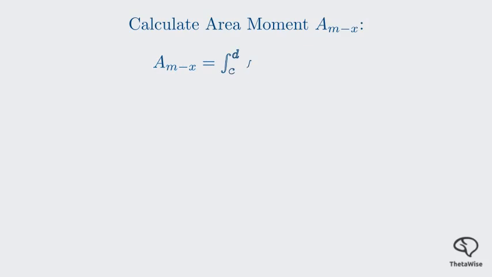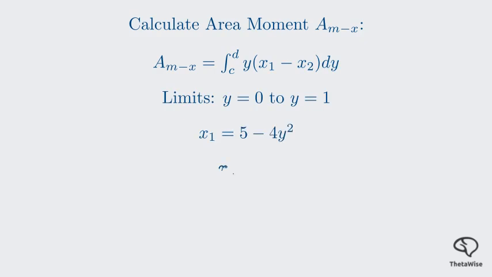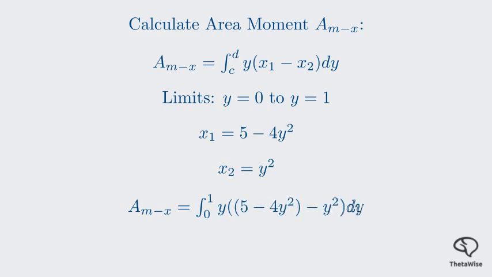Let's calculate the area moment about the x-axis, Mx. We use the formula for a horizontal strip, which is the integral of y times (x1 minus x2) dy. x1 is the curve on the right, x2 is the curve on the left. Our limits of integration are from y equals 0 to y equals 1. The right curve is x1 equals 5 minus 4y squared, and the left curve is x2 equals y squared. Simplifying the term in the brackets gives 5 minus 5y squared.